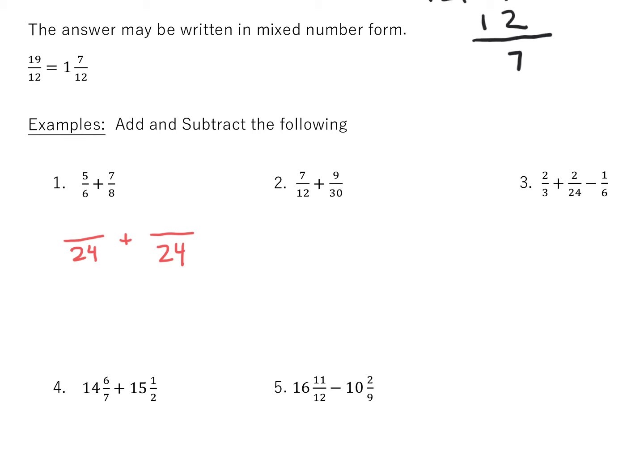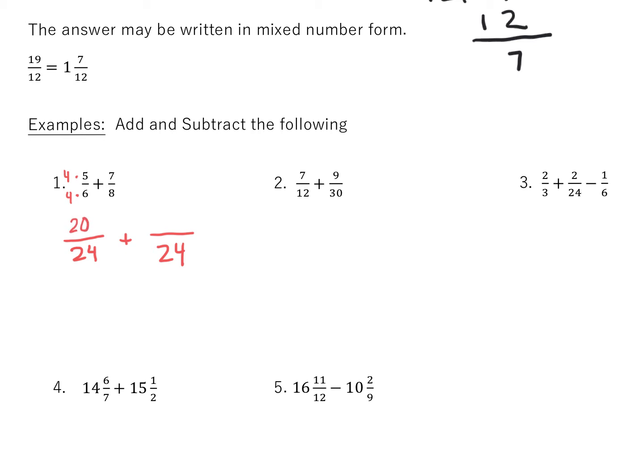And now you have to ask yourself, what did we do to this 6 to get 24? Well, it might take you a little bit of time, but we multiplied the 6 by 4. Whatever we do to the denominator, we have to do to the numerator. So we're going to multiply the 5 by 4 as well.